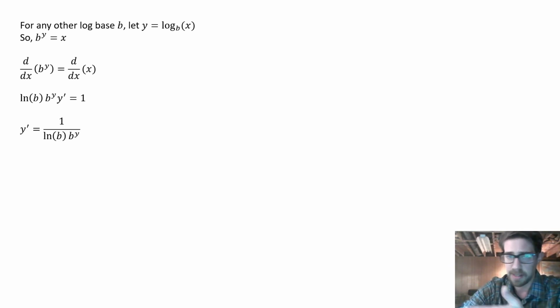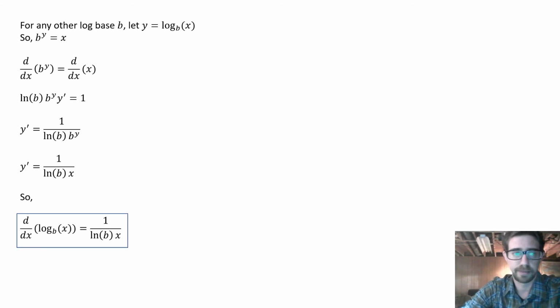Divide both sides by natural log of b times b to the y to get y prime by itself. So y prime is 1 over the ln of b times b to the y. And then again, put it back. What is b to the y in the first place? Oh, that's x. That's the way we defined it. So it's just 1 over the natural log of the base times x. And that's the derivative of any other logarithm besides the natural logarithm.